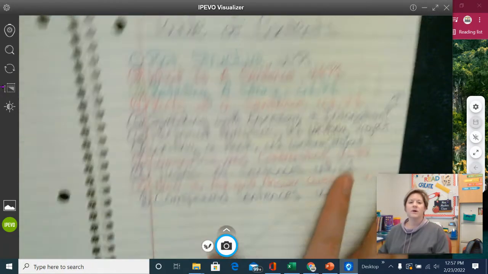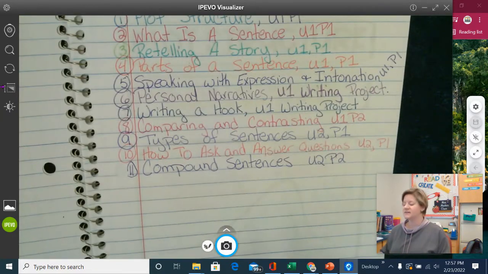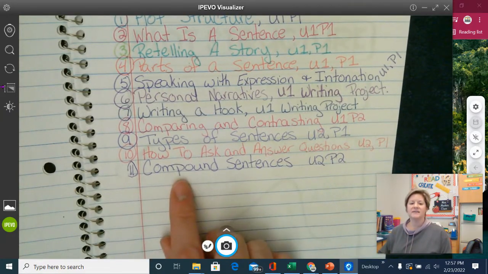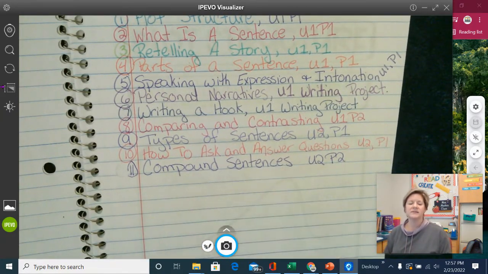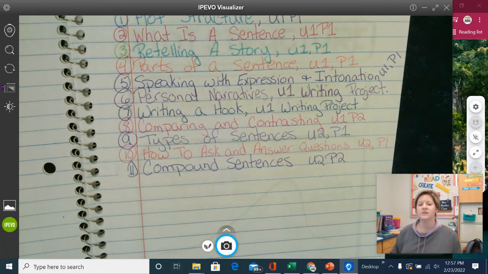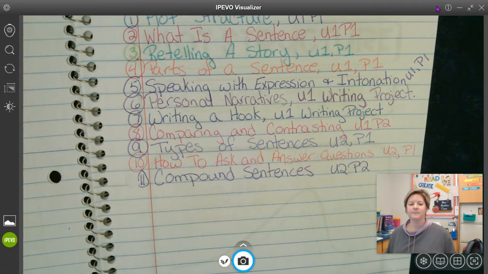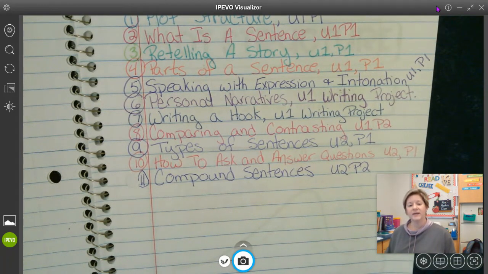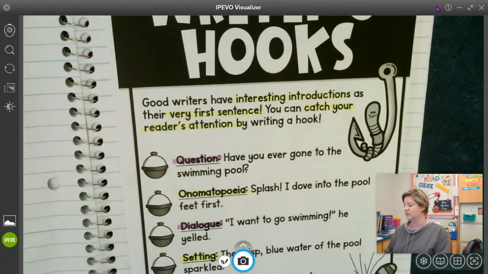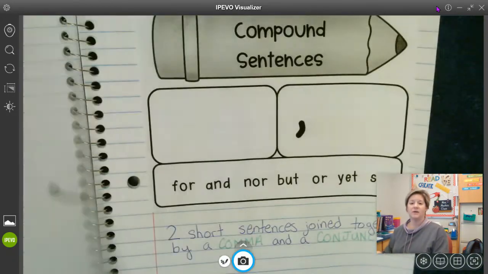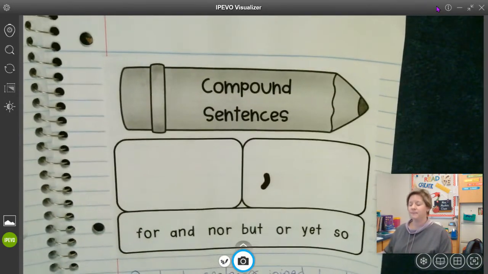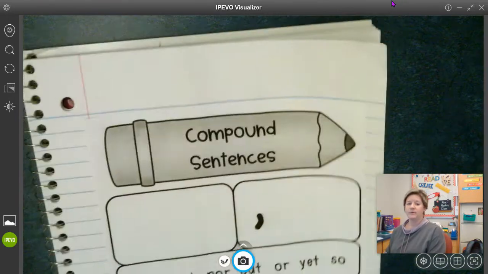On my table of contents, page number 11, you can see I have added compound sentences. This is part of Unit 2, Part 2. You can go ahead and add that. And then when you're ready, flip to the next blank page or the page in which we glued down your work for today. My notebook is ready.